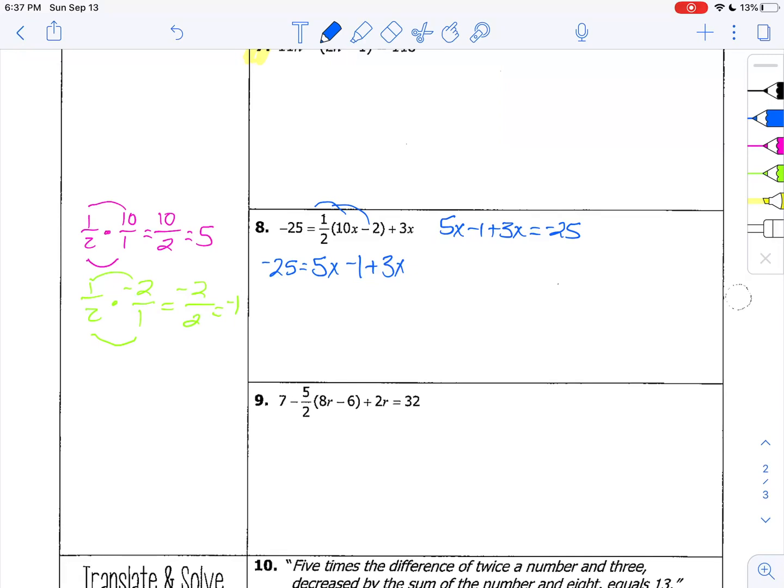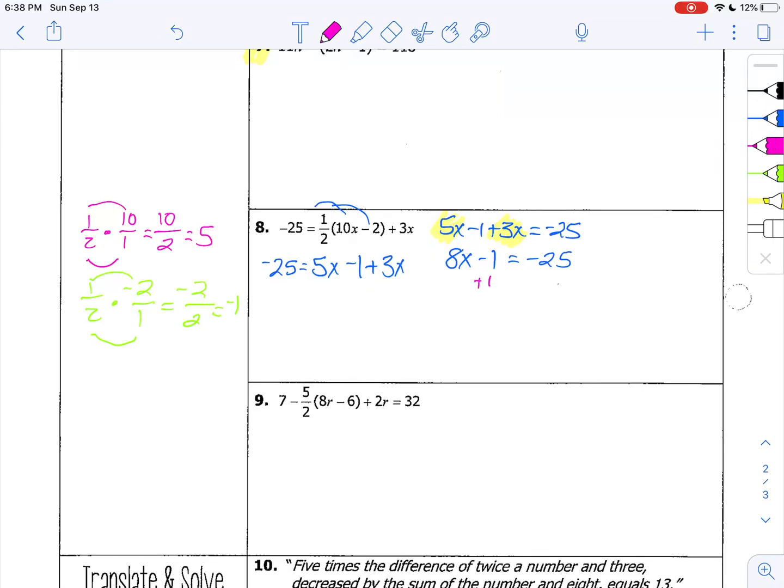So once we've distributed, we need to check to see if we can combine like terms, and in this problem we can. We can combine 5x plus 3x. 5x plus 3x equals 8x. There's nothing to combine minus 1 with, so we're going to bring that down, equals negative 25. So now I have a two-step equation that I can solve.